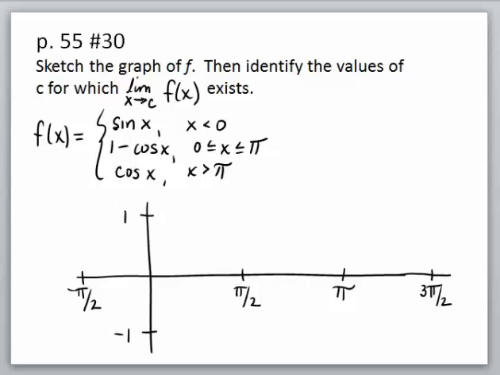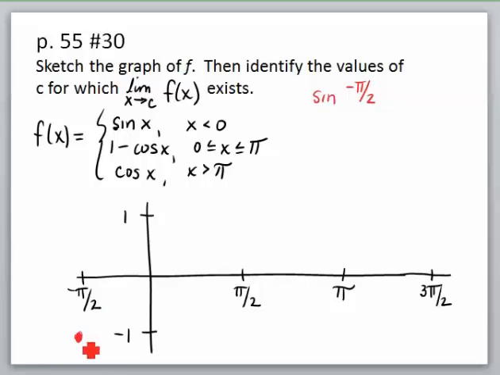A lot of people have difficulties with these piecewise functions, that's what they're called. But don't overcomplicate them. This is just saying when x is less than 0, the function is sine of x. So we're talking about over here in this domain. When I plug in negative pi over 2, the sine of negative pi over 2, that's the sine of negative 90 degrees, is negative 1. So it would be down here.